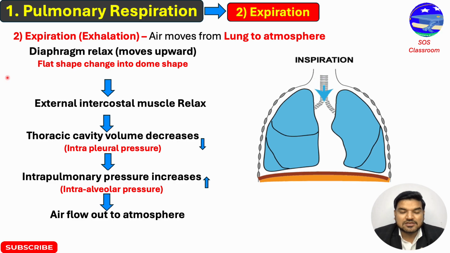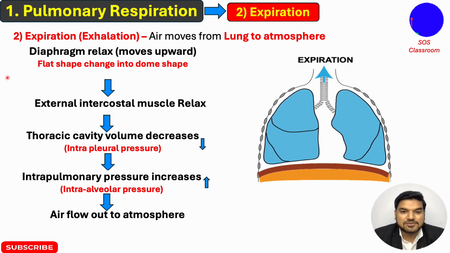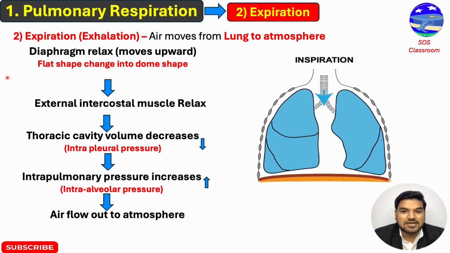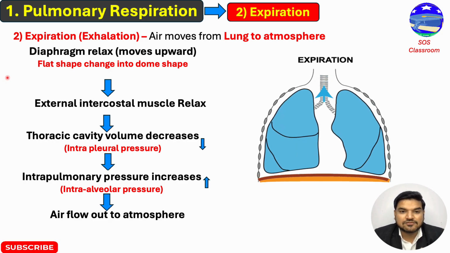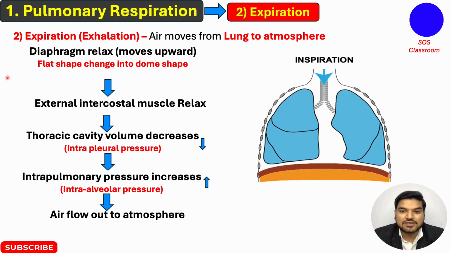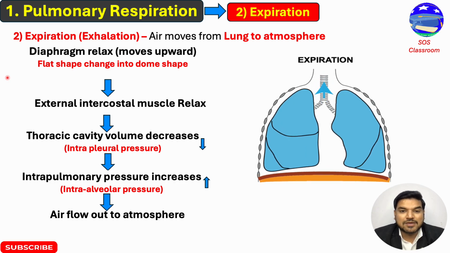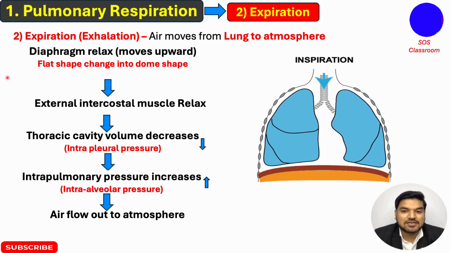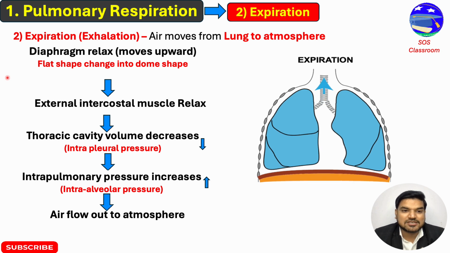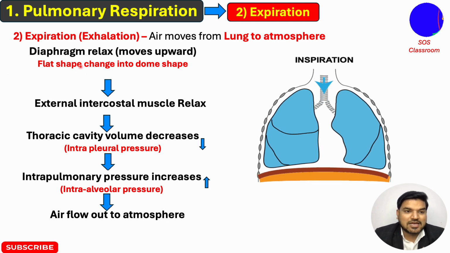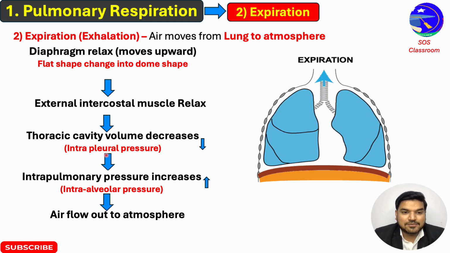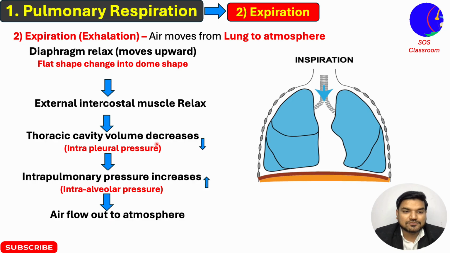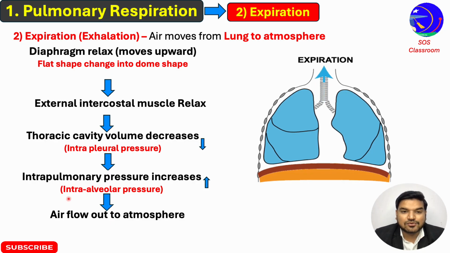And inspiration requires energy or ATP in the muscles, so that is called the active process. So inspiration is an active process which requires energy in the form of ATP, and expiration is a passive process which does not require any energy in the form of ATP. So what will happen in expiration? First of all, the diaphragm relaxes and the intercostal muscles relax. Then what will happen? The thoracic cavity volume decreases.